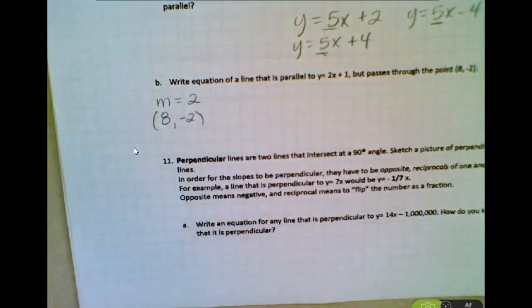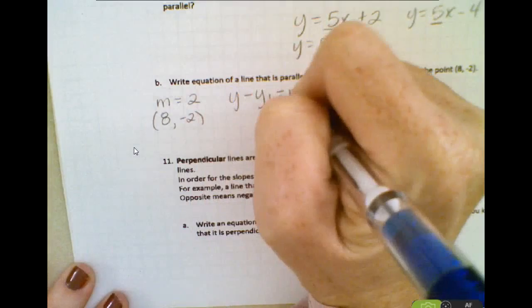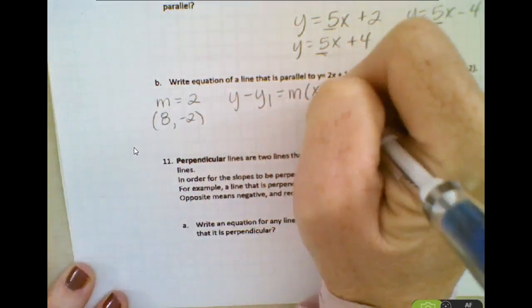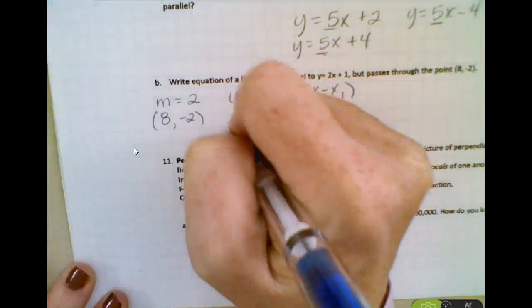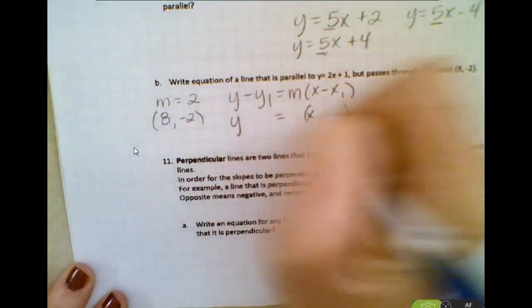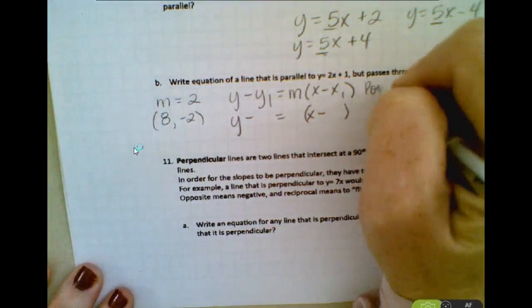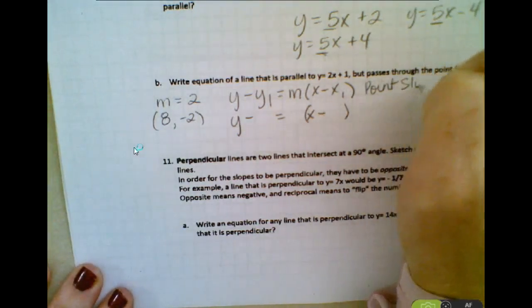So now you have a choice to make. Do you want to just go straight slope-intercept form, the first way we did it, or use point-slope form? Kylie, which one do you want to do? Point-slope form. Point-slope form, okay. y minus y1 equals m times x minus x1. So now we're filling in the blanks. y and x don't change. Okay? This is point-slope form. You can do either.